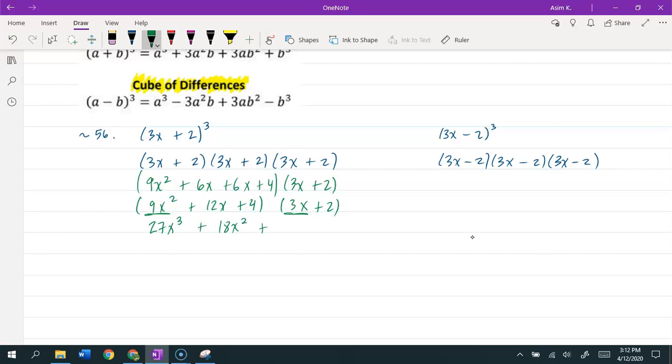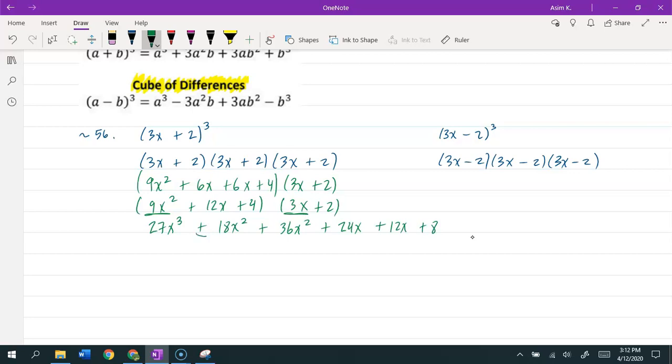Then the 12x to the 3x, and you get 36x squared. And then the 12x to the 2, which gives you 24x. And finally, 4 times 3x is going to give you 12x. And 4 times 2 is going to give you 8. And it's still not finished yet.